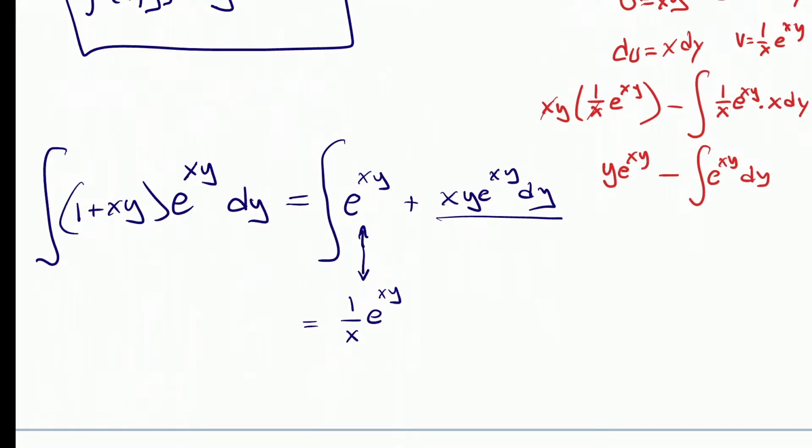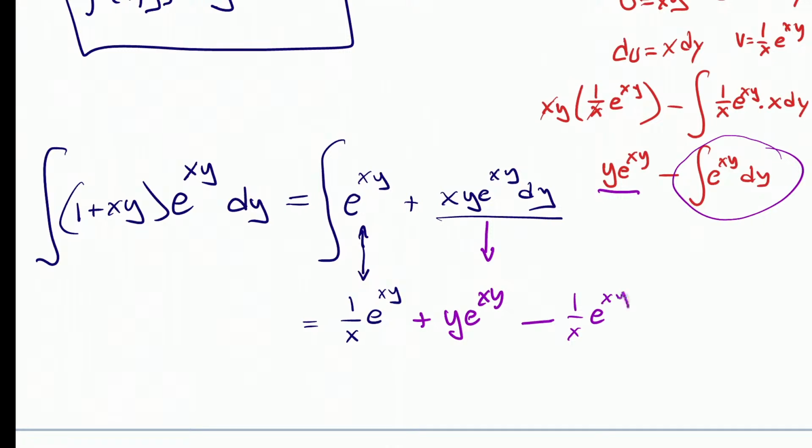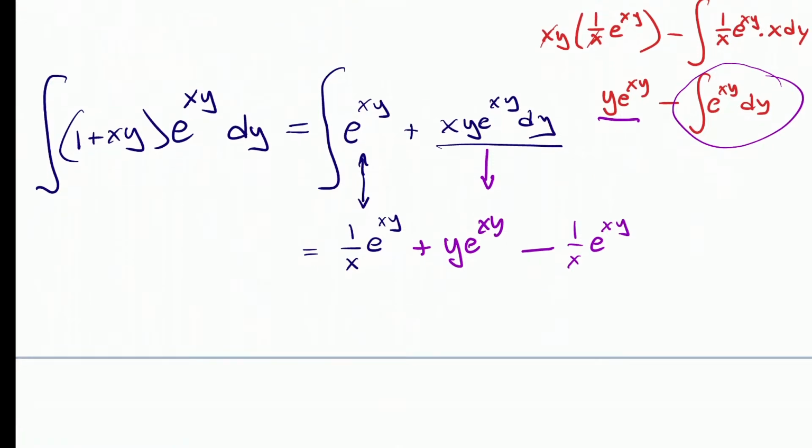I'll do it in purple. This thing becomes y e to the xy, that's this one, minus this integral, which we've done a couple times now, so hopefully it's familiar, 1 over x e to the xy. Now you can see some things cancel, and we're going to be left with just this, y e to the xy. Almost done.